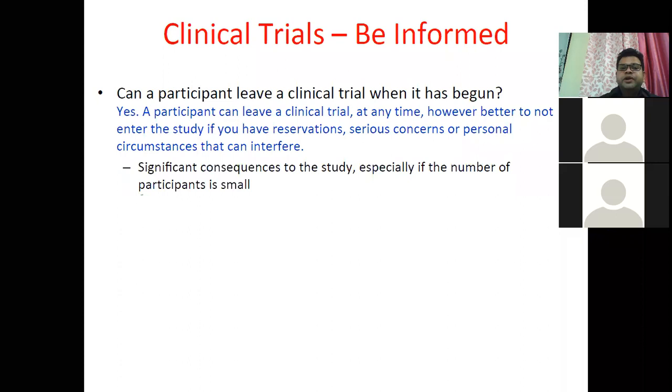So can a participant leave a clinical trial when it has begun? Is it possible for a person to leave a clinical trial? Yes, a participant can leave a clinical trial at any time. However, it is better not to enter the study if you have reservations, like future planning, different circumstances, having to go somewhere, traveling, or any other future engagements. Then you are advised not to participate in clinical trials, as there are significant consequences to the study, especially if the number of participants is small.